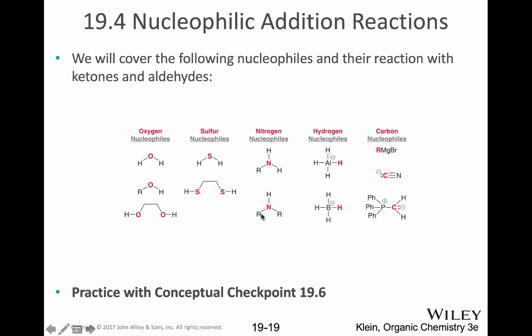Now what we're going to do in this chapter is basically start covering different nucleophiles that we can add to aldehydes and ketones: oxygen, sulfur, nitrogen, hydride, and carbon. We're just going to go over those different types of nucleophiles that we can start adding to aldehydes and ketones, doing nucleophilic addition reactions.